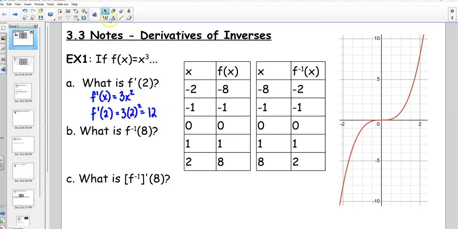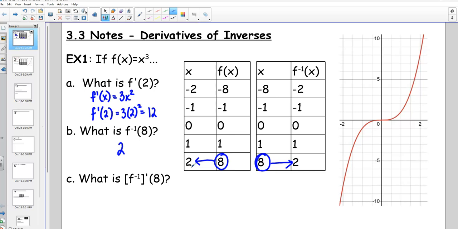So if I'm looking for f inverse of 8, there's two ways I could find it here. I've got the inverse table, so I could just go right here. There's 8. F inverse of 8 is 2. Or, let's say they didn't give me the inverse table. If I'm finding f inverse of 8 from the f of x table, I would look in the y column for my 8, and I would go back here and get 2. Okay, now, those things I wanted you to find for informational purposes.